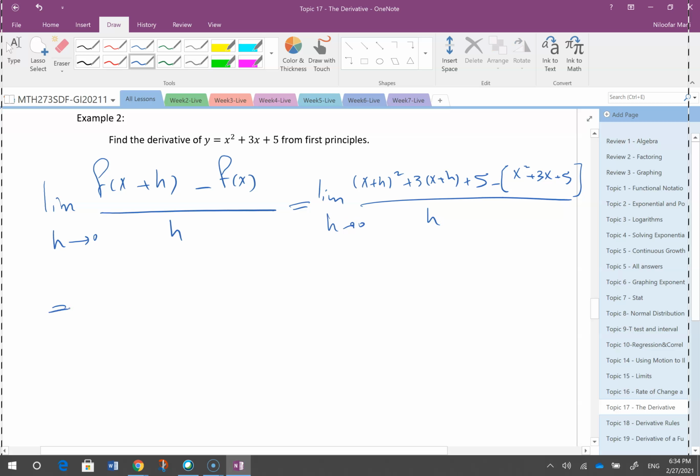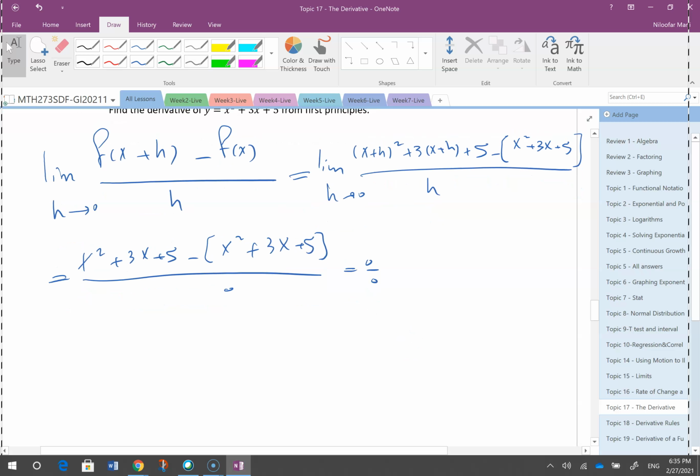So it is the limit of x squared plus h squared plus 2xh plus 3x plus 3h. Sorry, I have to show you this. When I substitute h equals 0, I have x squared plus 3x plus 5 minus x squared minus 3x minus 5, which is 0 over 0. I have to do something here. I can't continue this way. 0 over 0 is not defined.